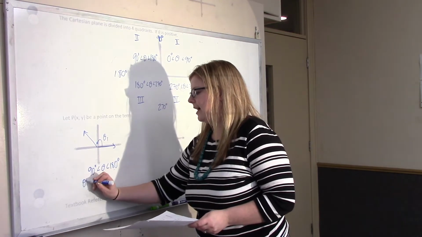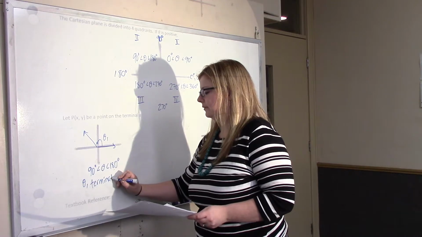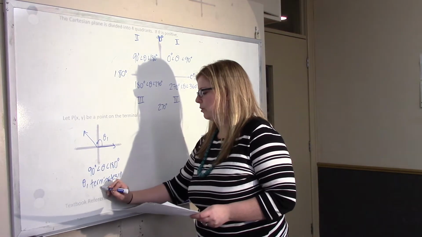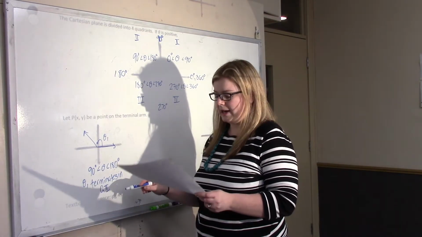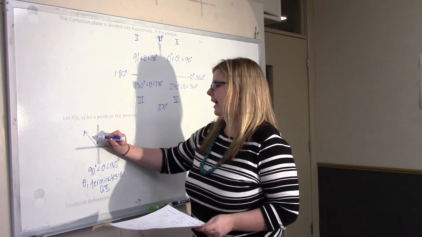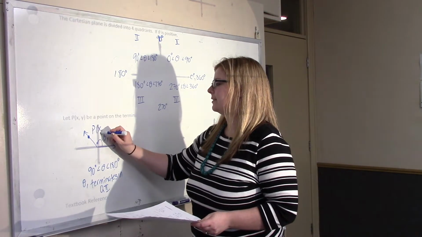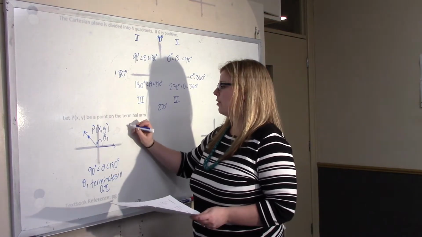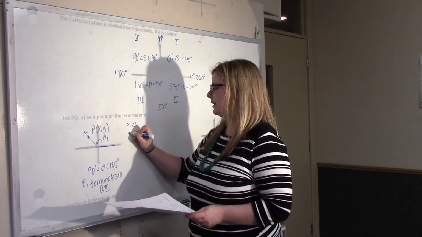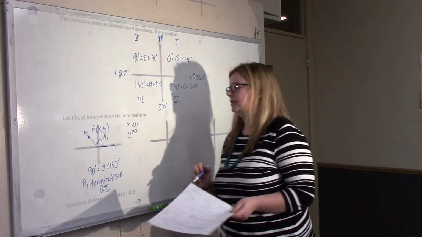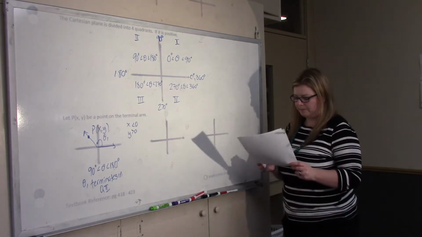Okay, and we can say that theta 1 terminates in quadrant 2. Okay, that's the language we would use. Theta 1 terminates in quadrant 2. And we could draw a point anywhere on that terminal arm and label it x, y. And in this quadrant, the x would be negative, since we're going in the negative direction for x, and the y would be positive. Okay, so now we're going to do the same things for quadrant 3 and for quadrant 4.